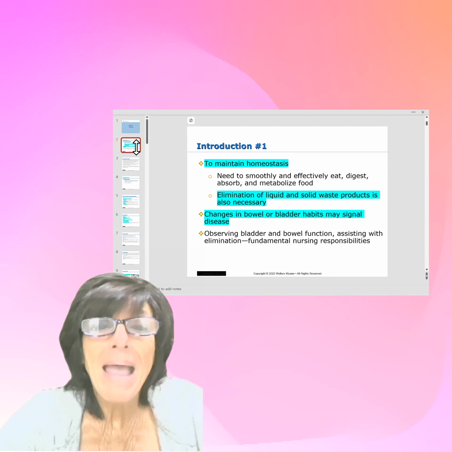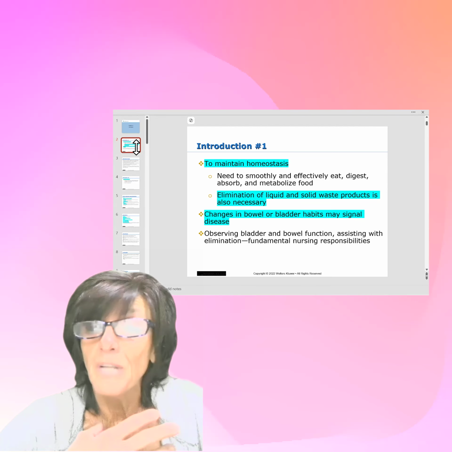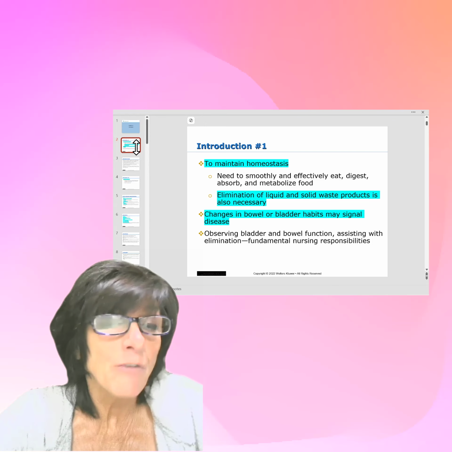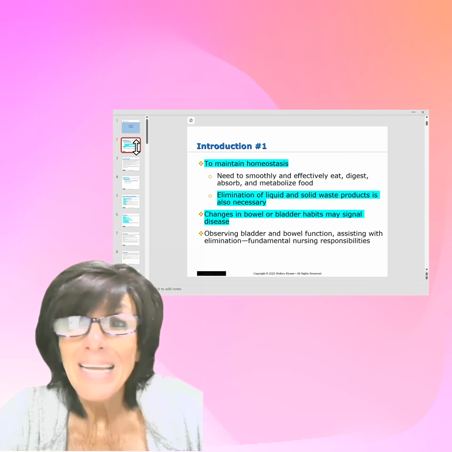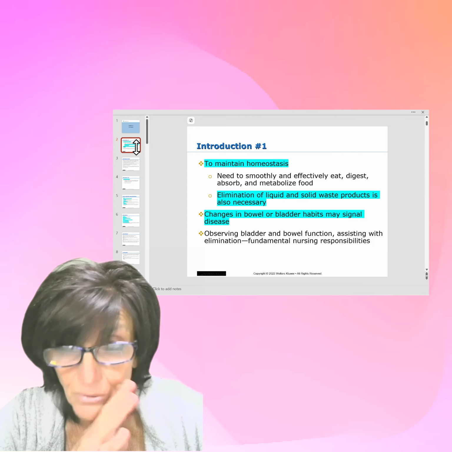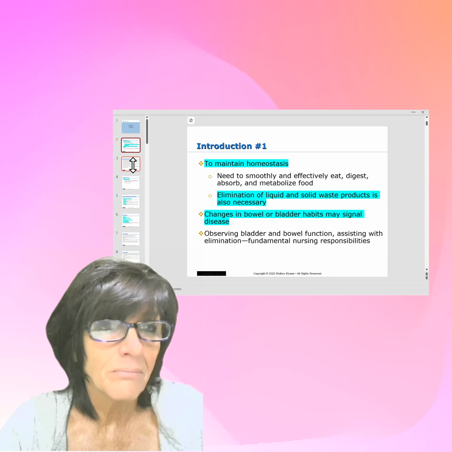All right, so bowel elimination. We have to poop to maintain homeostasis, right? We have to get rid of liquid and solid waste products. And remember, any changes in what is the typical bowel or bladder habit can signal some kind of disease, even cancer. So it's important as a nurse to ask questions about elimination.